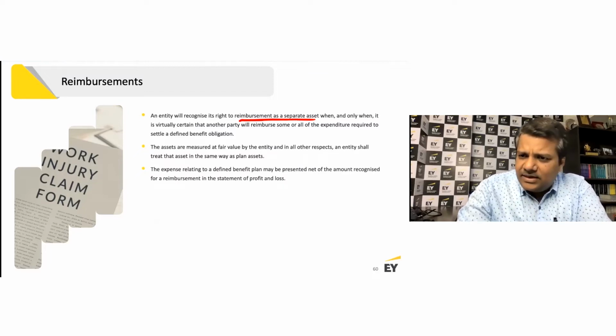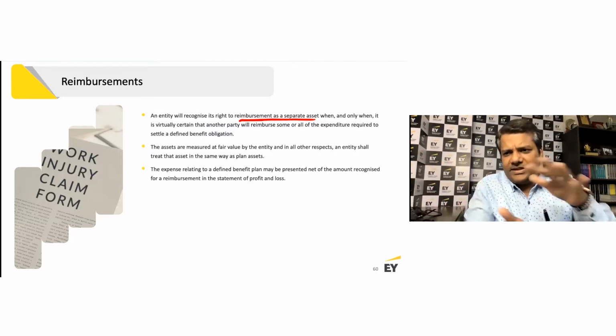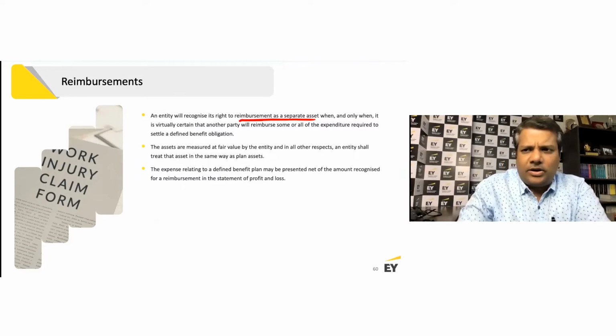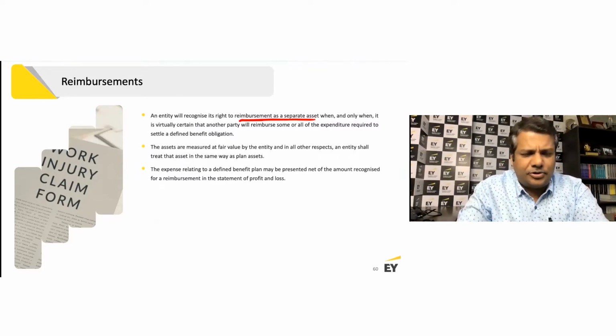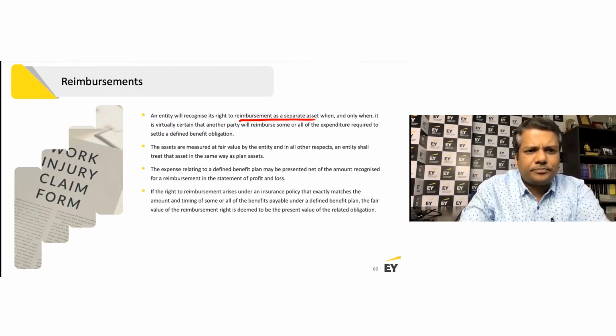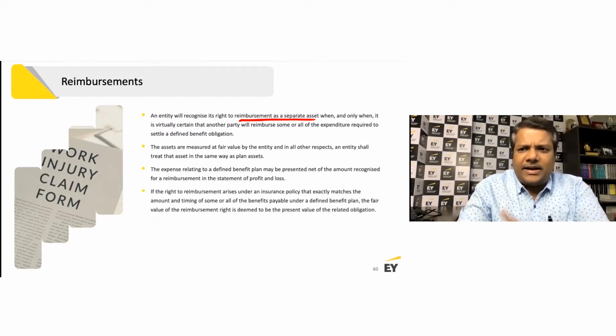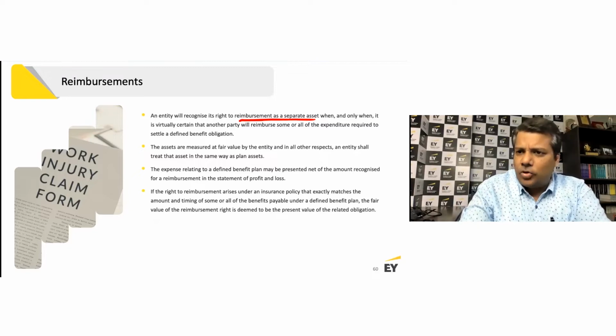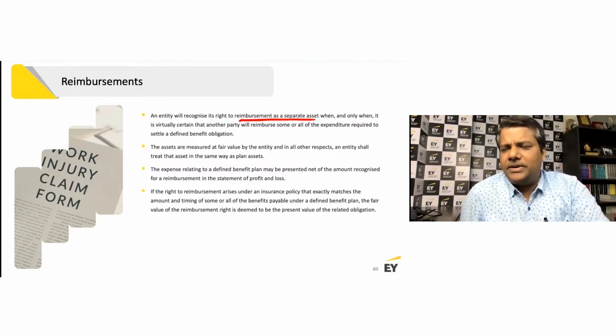Similarly, the expense related to a defined benefit plan is presented net of the amount. We don't need to gross up all of this. They all get adjusted on a net basis because they relate to the same caption. And if the right to reimbursement arises under an insurance policy that exactly matches the amount and timing of some or all of the benefits payable under a defined benefit plan, the fair value of the reimbursement right is deemed to be the present value of the related obligation.